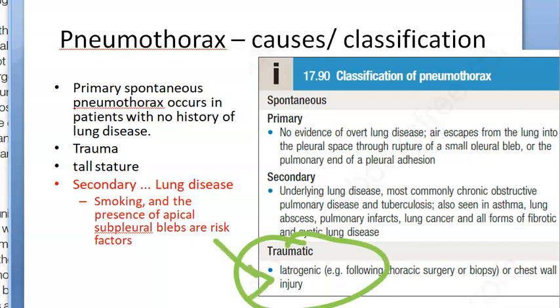Traumatic is you are getting a trauma. Somebody is iatrogenically piercing or something is happening. Then only it is traumatic. But spontaneous is nobody touched you. You should understand that, right? So the pneumothorax etiological classification you have seen.